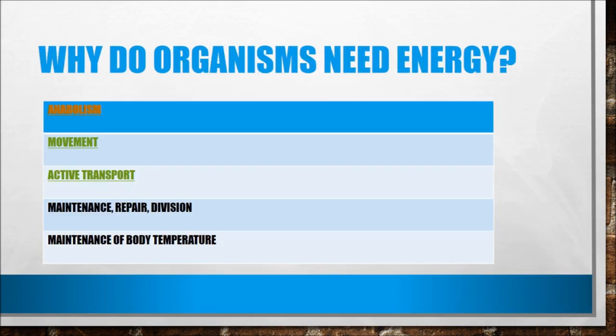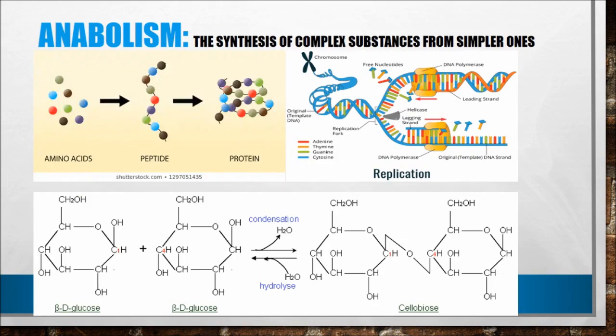Inside every cell of all living things, energy is needed to carry out life processes. Energy is used in anabolism, in the synthesis of complex substances from simpler ones. For example, in these pictures, we can see that monomers, such as amino acids, can combine and make peptides. And peptides in their turn can make proteins.